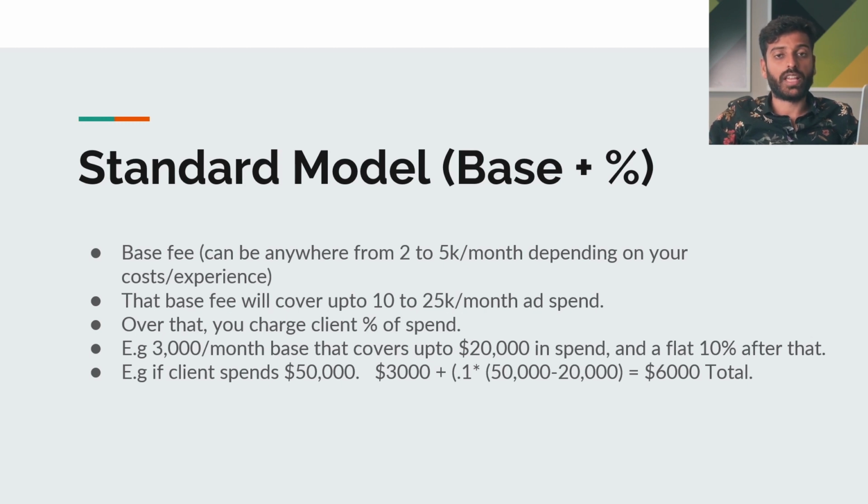So for example, if you have a $3,000 base and you cover up to 20K spend, and then you have a flat 10% after that, as in this example, then let's say a client spends 50K. So the first 20K is covered, right? That's in the 3K. And then basically the next 30K is charged at 10%, so that's 3K. So that's 3K plus 3K equals $6,000 total. So that's a very standard, basically, agency model. Most clients don't have an issue with it and it kind of works. So that's a standard model.